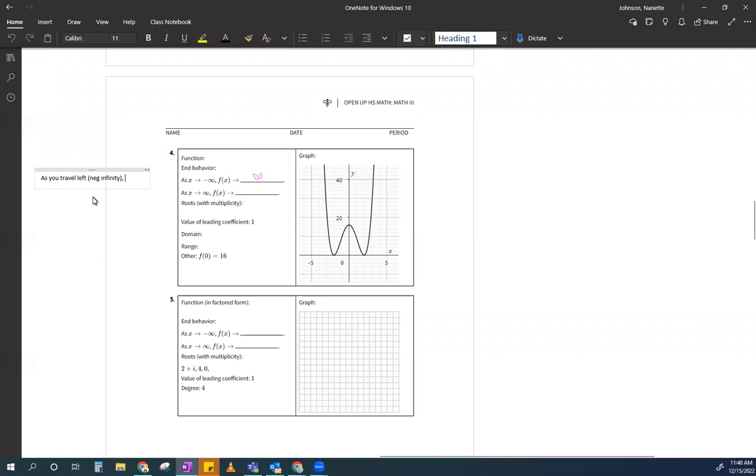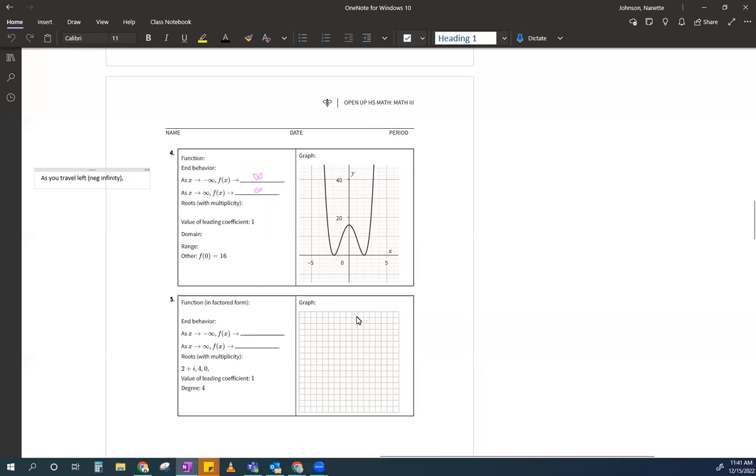And then this one says, instead of saying as you travel left, as you travel to the right, where am I headed? And everyone says, oh, positive infinity again. Very good. So this is what end behavior is. End behavior is simply as you go all the way to the right, where's y going? Up. Good. That number we say is infinity. As we go all the way left, where are we going? Up. And we would say positive infinity.